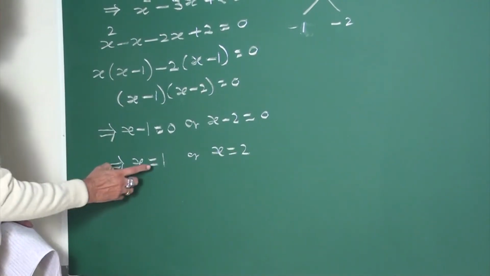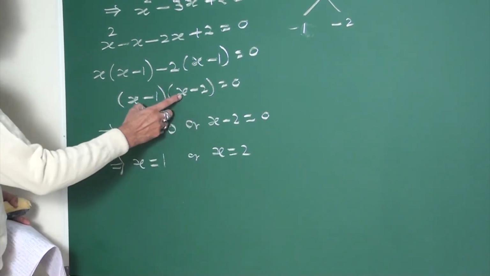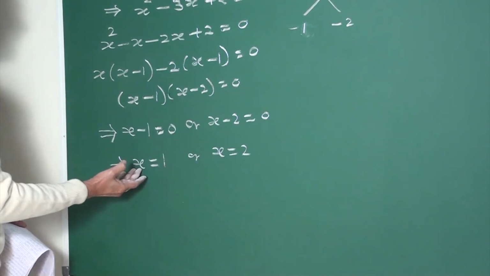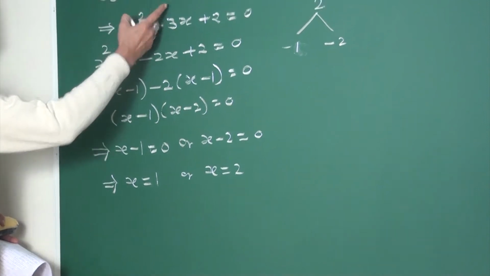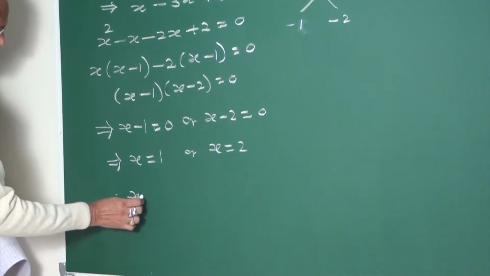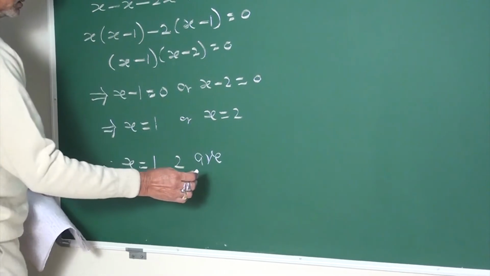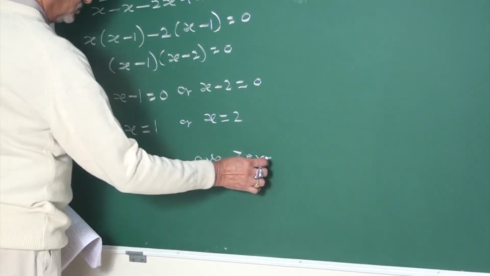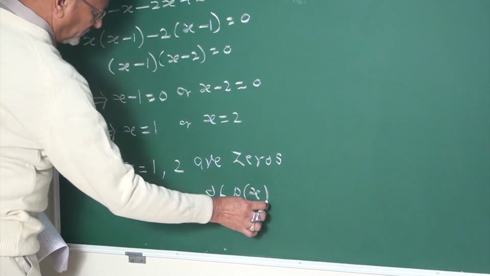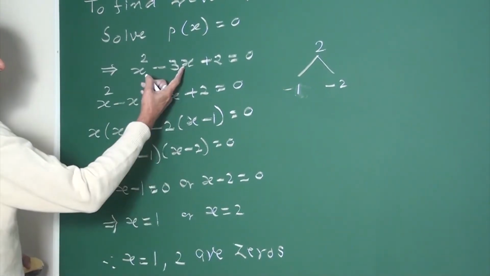Yes, my friend. If you put x equal to 1, your p(x) is 0. If you put x equal to 2, your p(x) is 0. These are the two values of x at which p(x) becomes 0. Then they are the zeros. Therefore, you conclude x equal to 1, 2 are the required zeros of p(x), where p(x) equals x square minus 3x plus 2.